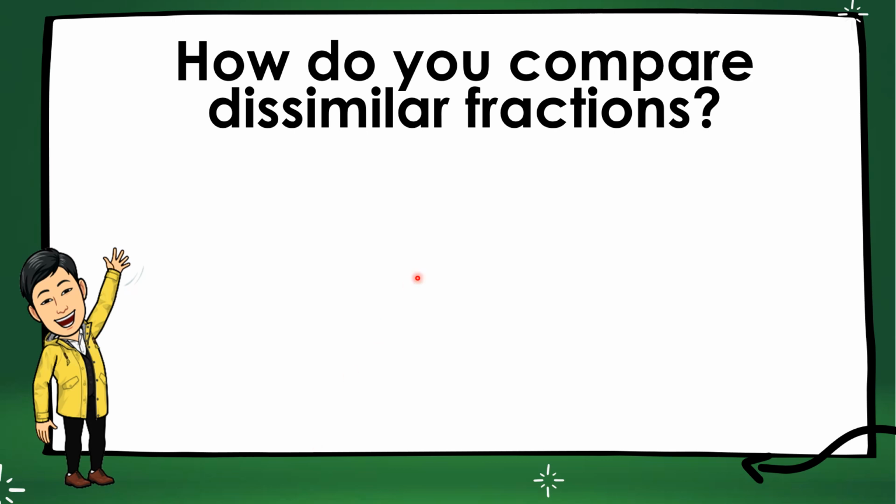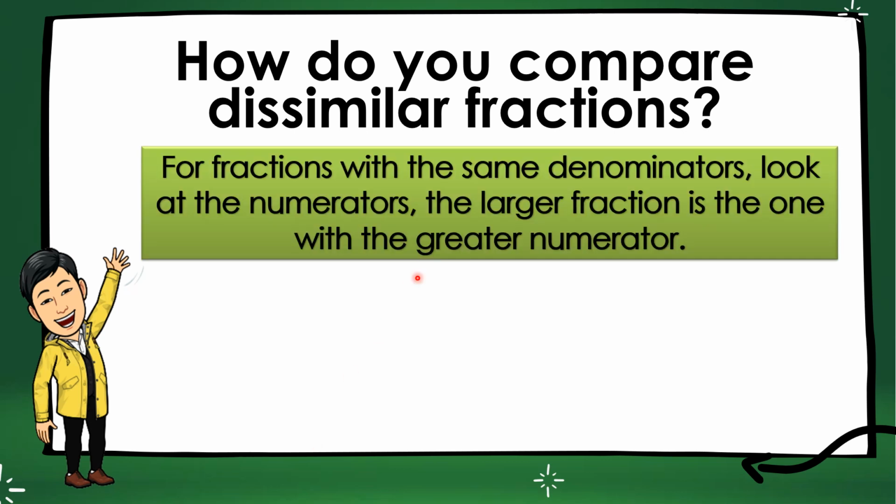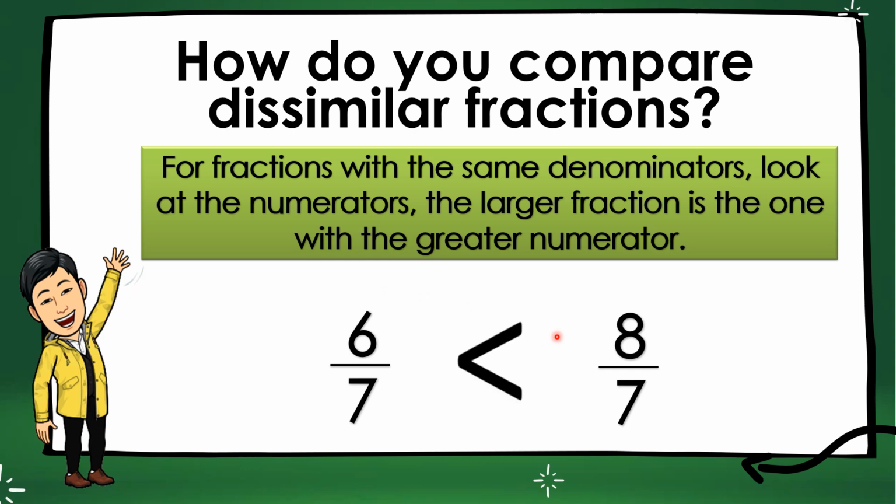Okay, here's another example. For fractions with the same denominators, look at the numerators. The larger fraction is the one with the greater numerator. So here, they have the same denominator, which is 7. And then we look at the numerators, 6 and 8. The larger fraction is the one with the greater numerator. So this one is greater than 6. So the answer is 6/7 is less than 8/7.